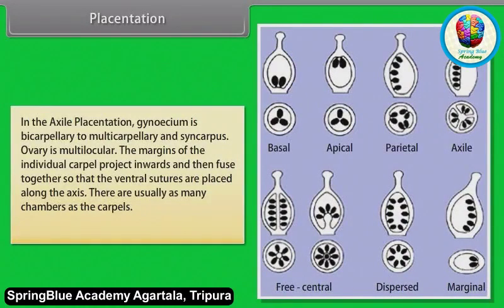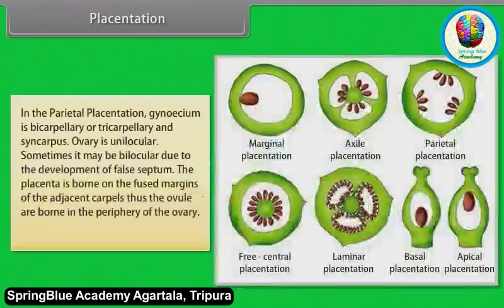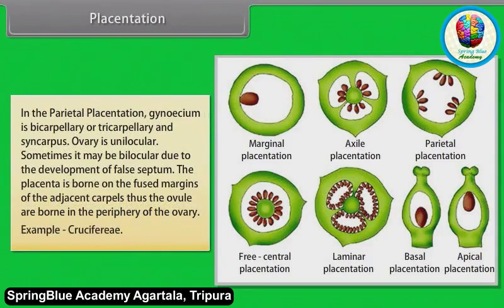In the axile placentation, gynoecium is bicarpellary to multicarpellary and syncarpous. Ovary is multilocular. The margins of the individual carpel project inwards and then fuse together so that the ventral sutures are placed along the axis. There are usually as many chambers as the carpels. Example: Malvaceae. In the parietal placentation, gynoecium is bicarpellary or tricarpellary and syncarpous. Ovary is unilocular. Sometimes it may be bilocular due to the development of false septum. The placenta is borne on the fused margins of the adjacent carpels, thus the ovules are borne in the periphery of the ovary. Example: Cruciferae.